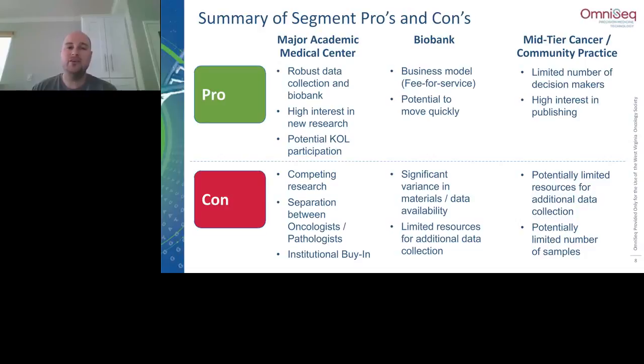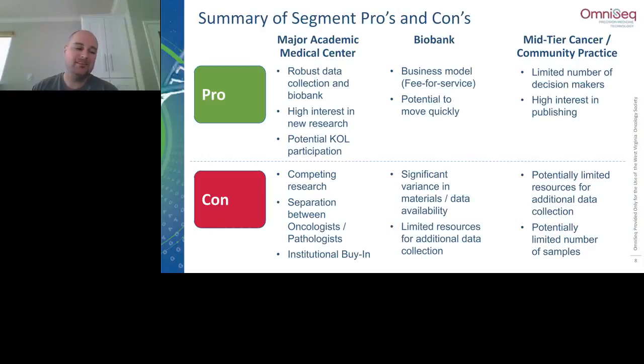Finally, there's the institutional buy-in. Major academic medical centers almost entirely tend to be very large institutions with quite a bit of bureaucracy. It's sometimes hard to find out exactly who the decision makers are, exactly the process for getting approval to engage in a study of this nature.